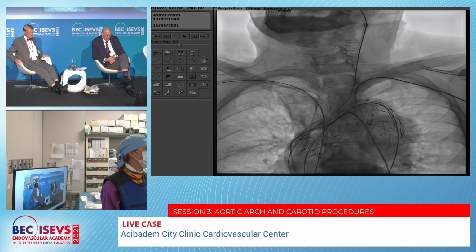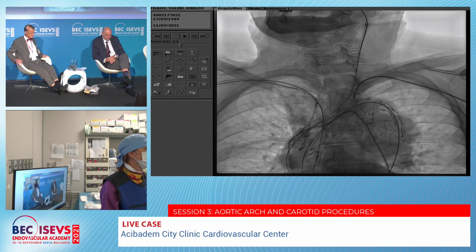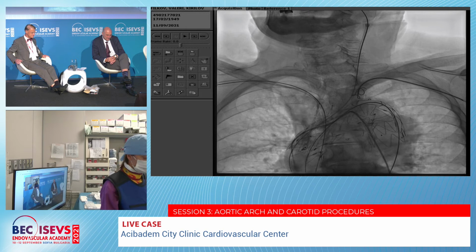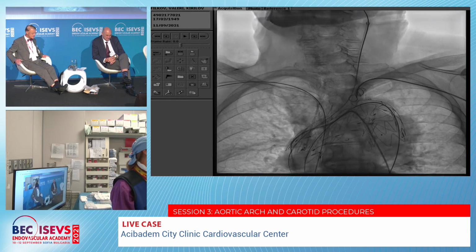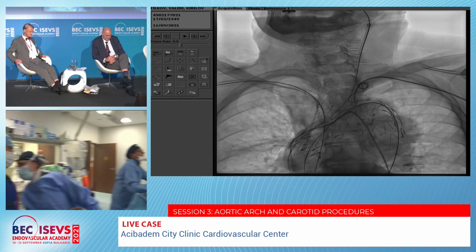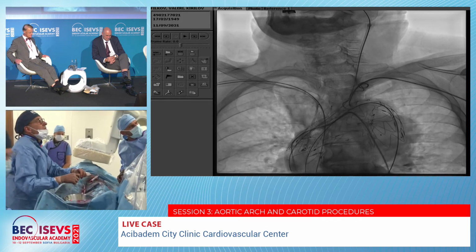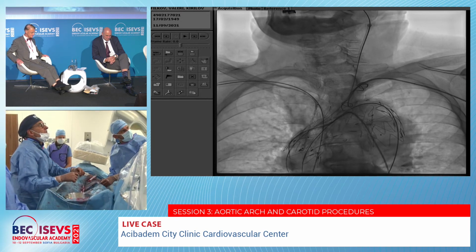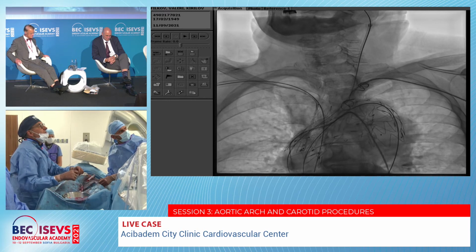Okay, so now we can hear you again. The connection was lost for a while. Probably somebody unmuted us. So you place now a coil there at the origin of the subclavian artery. Okay. But I see that the flow is quite powerful. Yes, we already discussed if you would use an Amplatzer plug or coils. Yeah, we have discussed as well to put an Amplatzer.